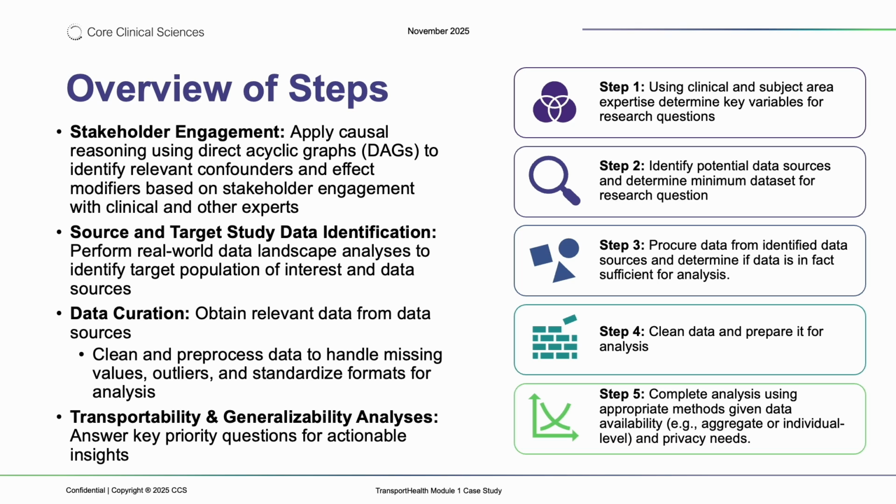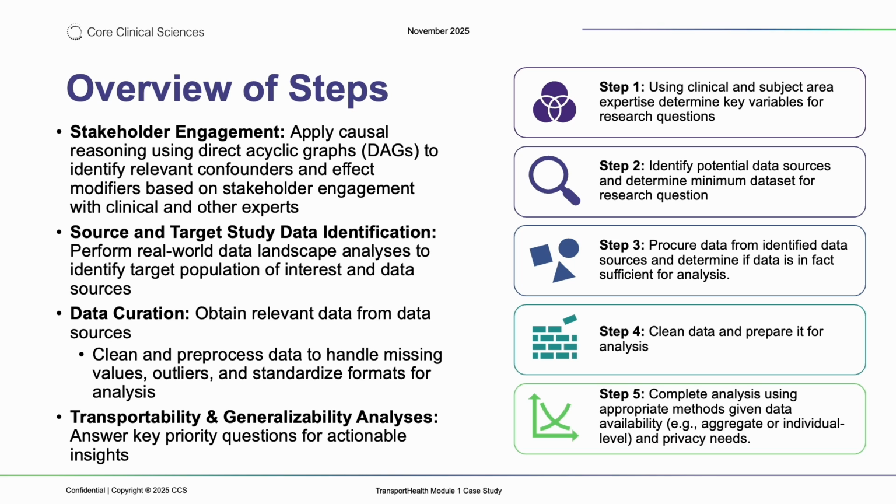So first, we want to start with stakeholder engagement and applying causal reasoning using directed acyclic graphs or DAGs to identify relevant confounders and effect modifiers. And this would be based on engagement with clinical and other experts, as well as usually a review of the literature. Then we would identify our source and target study data. We would curate that data to make sure that the data is clean, that the relevant variables are available, and data is harmonized between data sets.